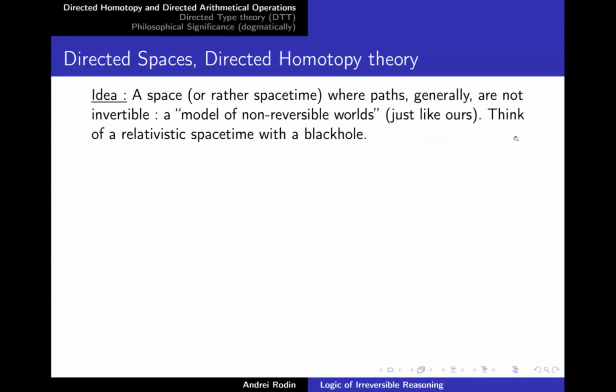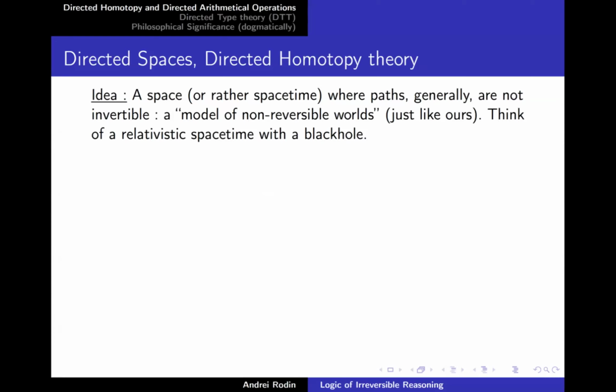So the directed homotopy theory idea is this. We have some notion of space, or rather more appropriately space-time probably, where paths are not necessarily invertible. In the normal homotopy theory, we assume every path is invertible, even formally by inverting the time interval. And that's the issue also much discussed in physics. It's something I'm not going to talk about here.